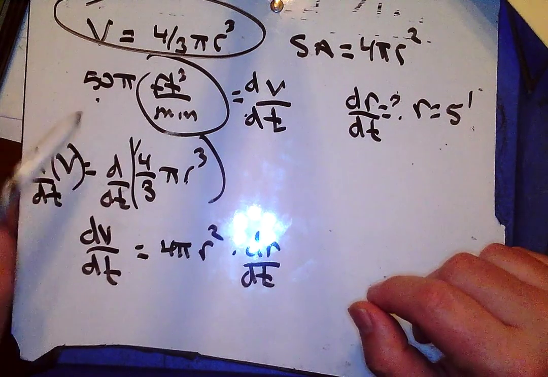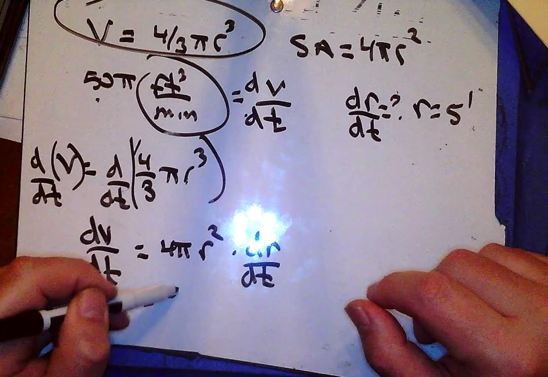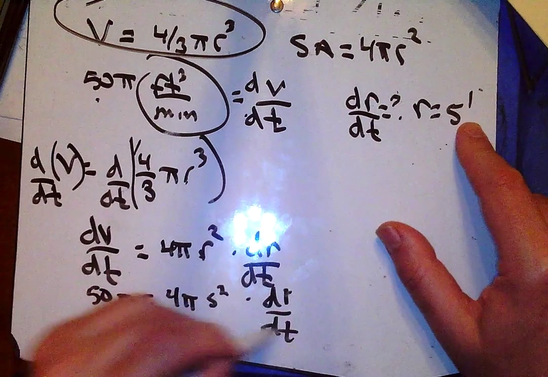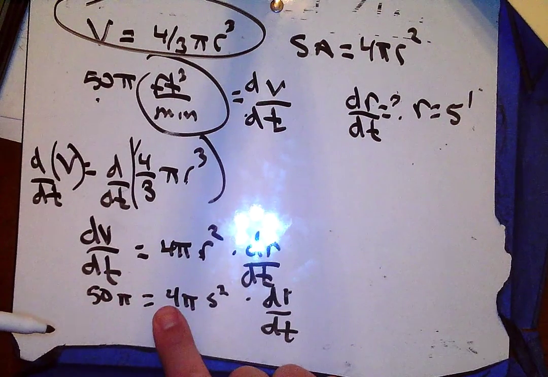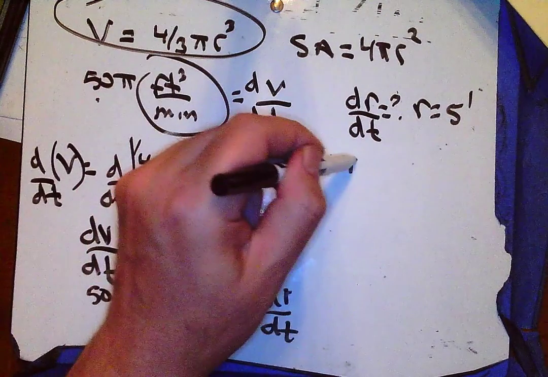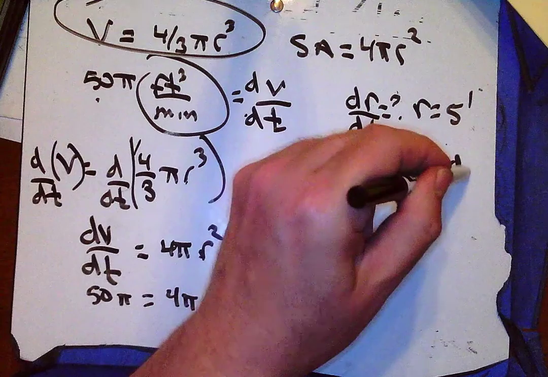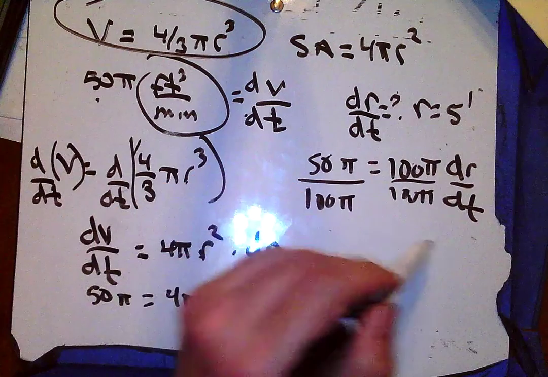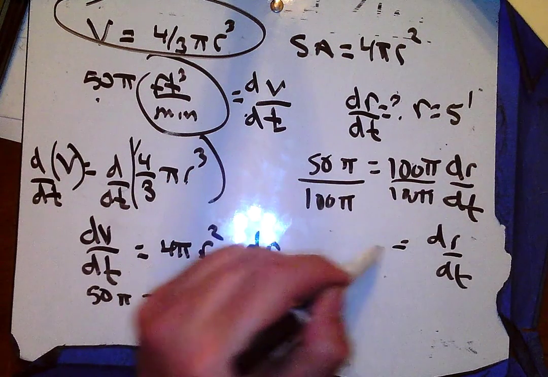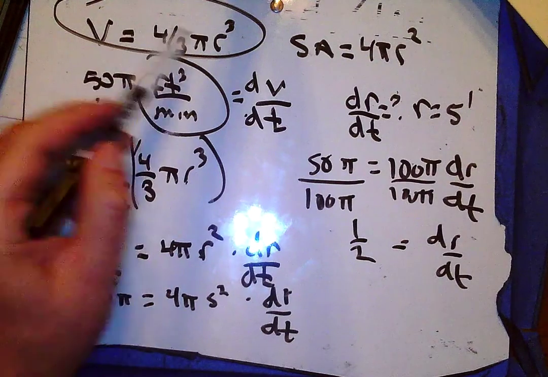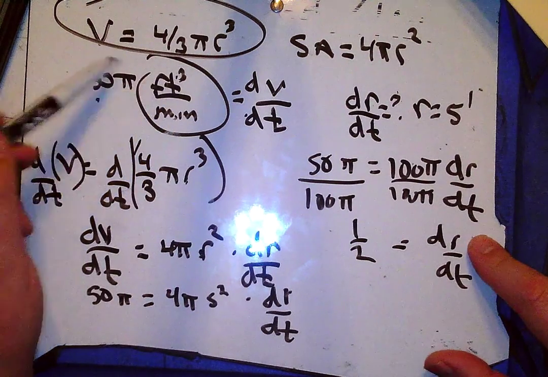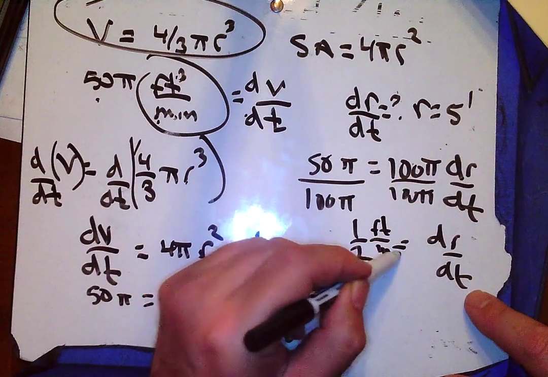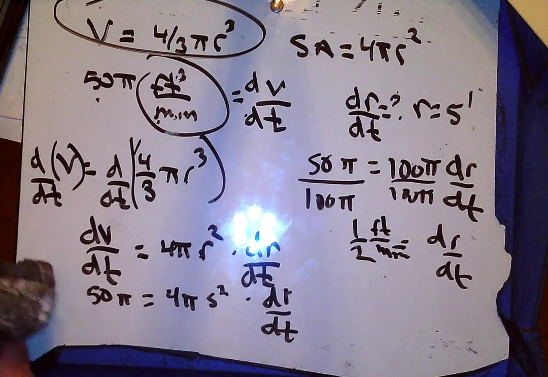So let's plug in what we know. 50 pi equals 4 pi, what was the radius? 5, times dr/dt. Well, 25 times 4 is 100 pi. So 50 pi equals 100 pi dr/dt. If I divide both sides by 100 pi, I get the very reassuring dr/dt equals 1/2. And I am given units here. Radius must be feet if volume is feet cubed, and my time units are minutes. So this is feet per minute. Please make sure you include your units.